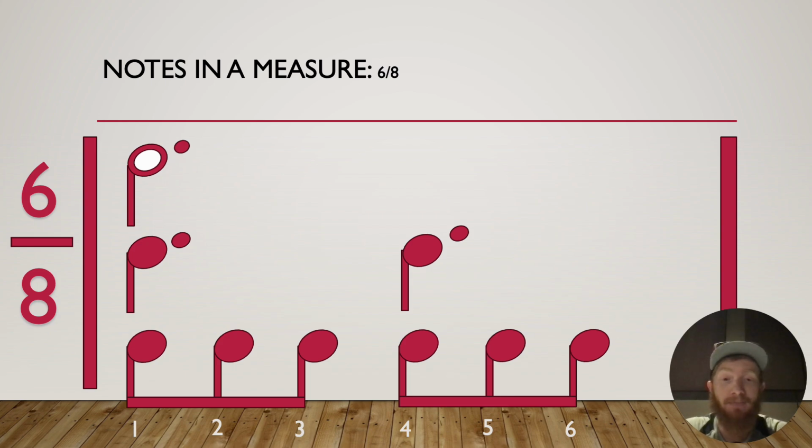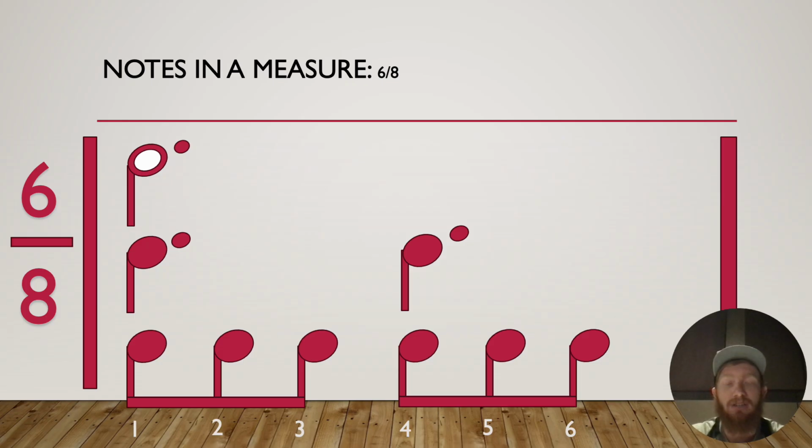So 6/8 has 6 eighth notes in one measure. If you remember our sidewalk analogy, walking down the street, you now have 8 mini steps to fit into one square of concrete. All right, and we're going to count those eighth notes. 1 2 3 4 5 6, 1 2 3 4 5 6.